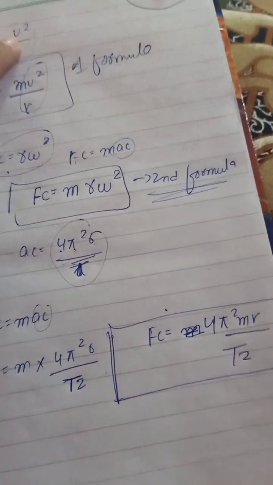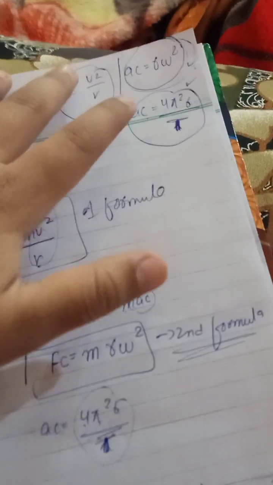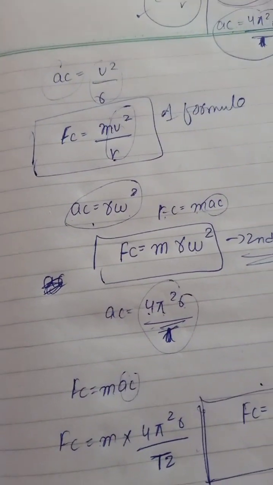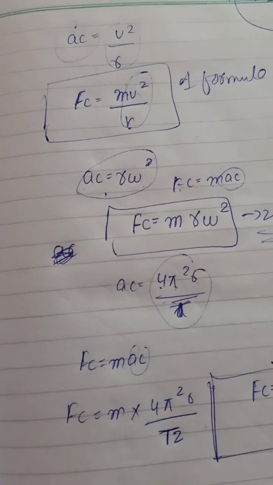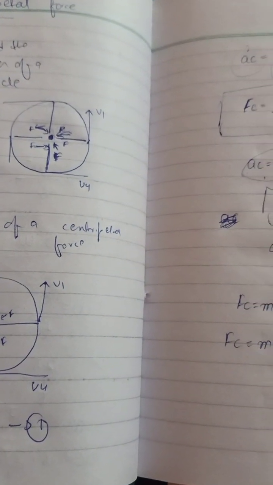First formula, second formula, and third formula. We have derived all these formulas from the three formulas of the centripetal acceleration. So this is the centripetal force, which is toward the axis.